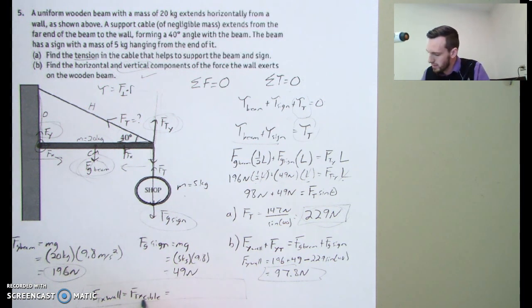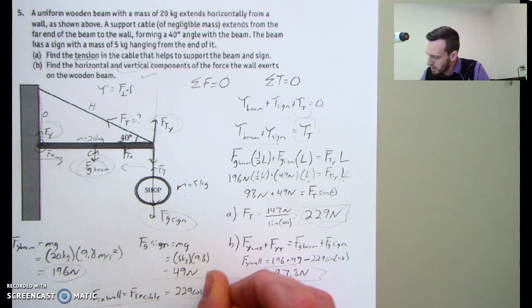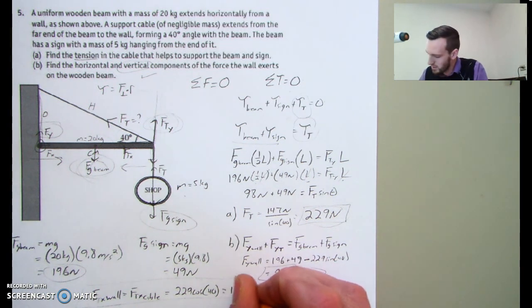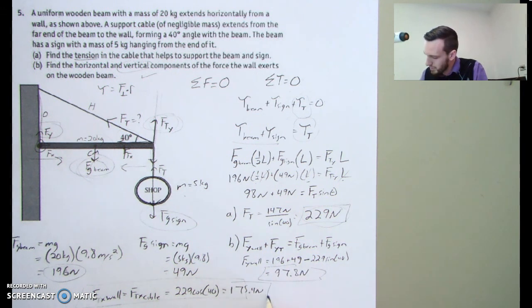But of course, you could just go ahead and solve for that. That would be the Ftx, because we already know the tension in the cable, it would just be 229 cosine of 40. And your final answer, we're almost there. I'm so excited. And we're not under 10 minutes, but we're under 15 minutes anyway. 175.4 newtons. All right, so there you go.